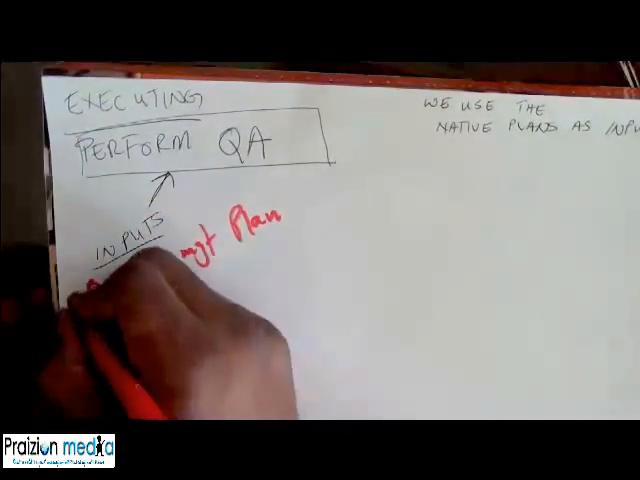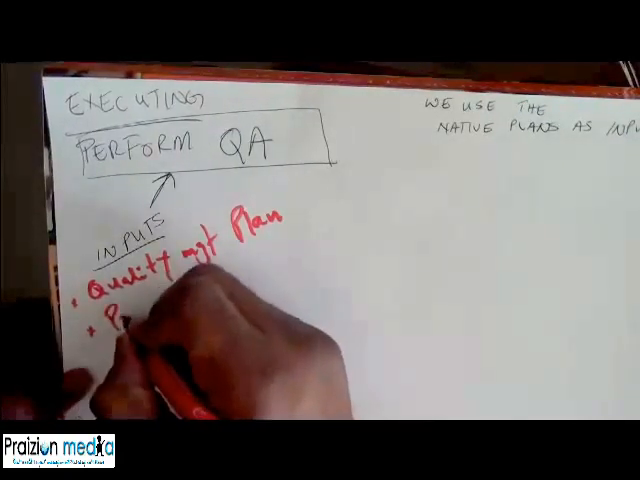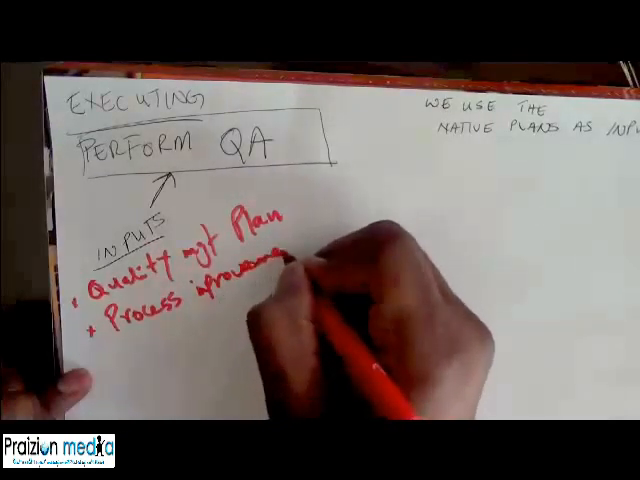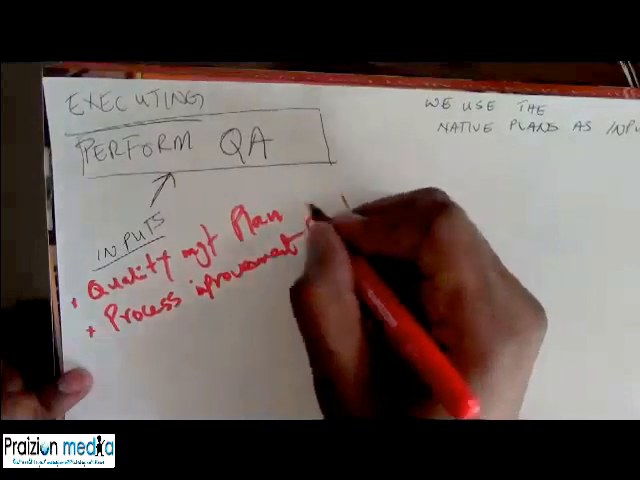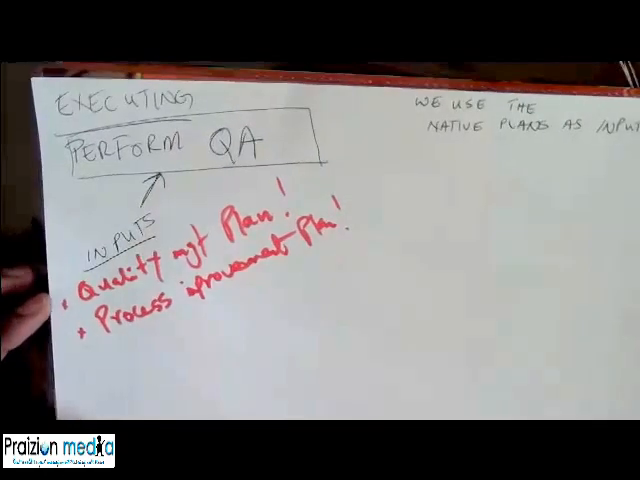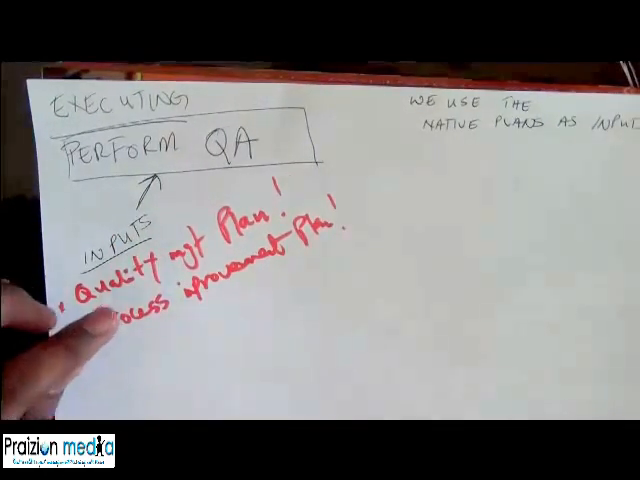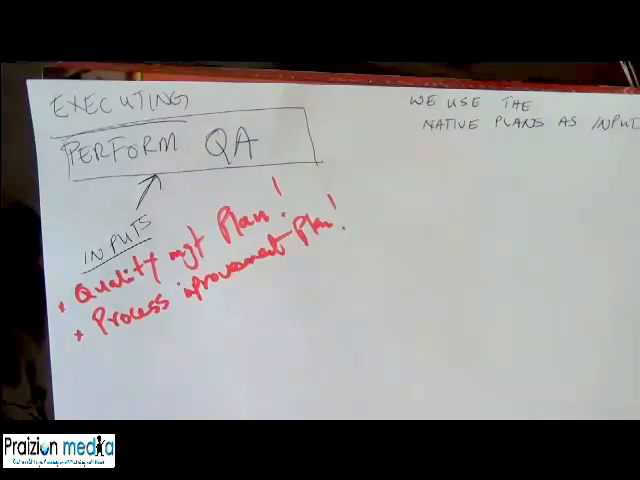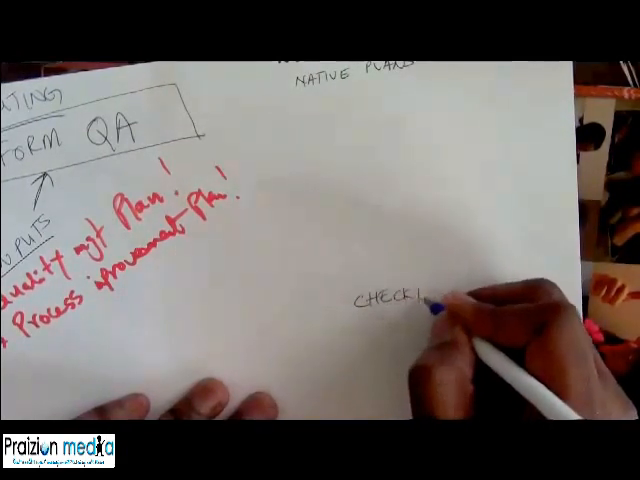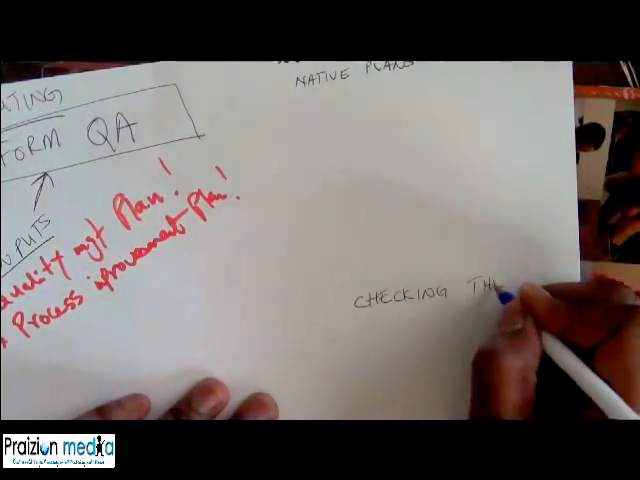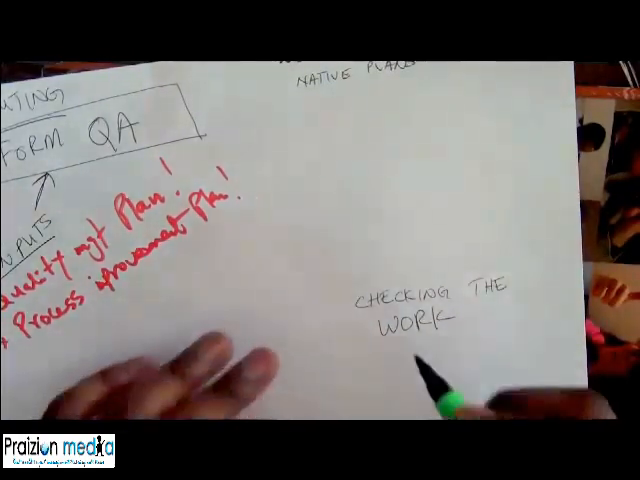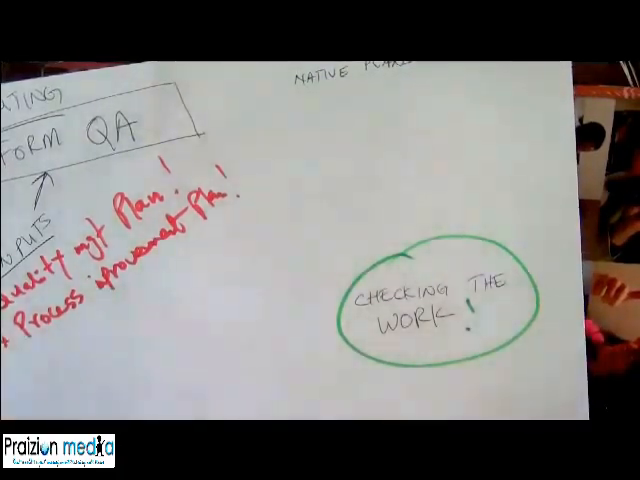And also remember, you do have the Process Improvement Plan. These two are so important. You use these two as inputs. Now, when you talk about what exactly you are doing, you need to remember that you are checking, this is very important, checking the work. And this is so big, I'm going to circle it. We are checking the work.